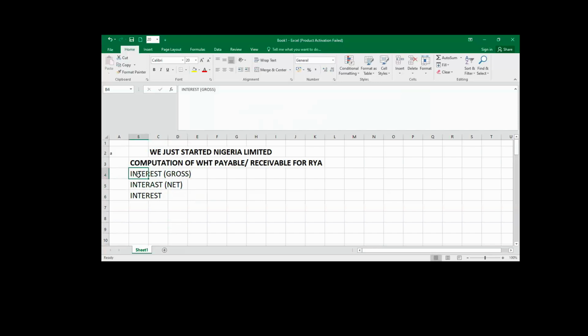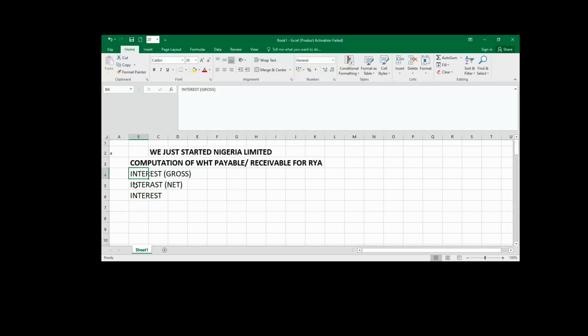Where the examiner says interest gross, I'm just using interest as an example, whatever the form of income or transaction, once you see gross in front, it means the total amount is given to you, both the amount of the transaction and the withholding tax. That means the transaction has not suffered any withholding tax. You are given the full amount. That is what gross means.